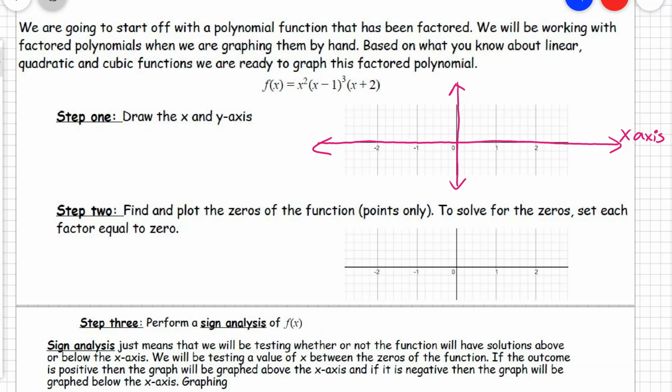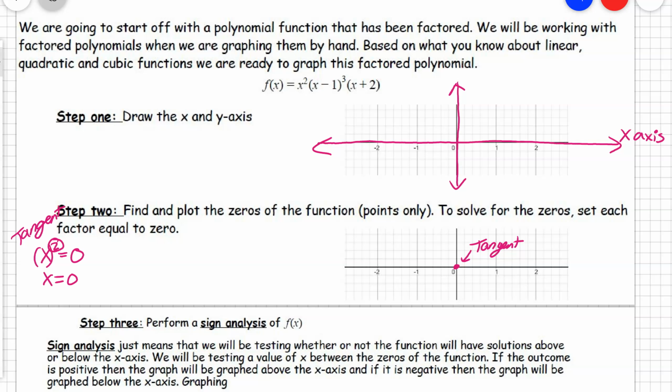Okay, so the next thing we're going to do is find and plot the zeros on the function, just the points. And then we're going to solve for zeros. We're going to set each factor equal to 0. Okay, so this first one is x squared. Now x is really the factor. And when we say squared, remember that's going to be one of our tangents. So this is going to be tangent at that 0, and x equals 0. So I know at that point it's going to end up being tangent.